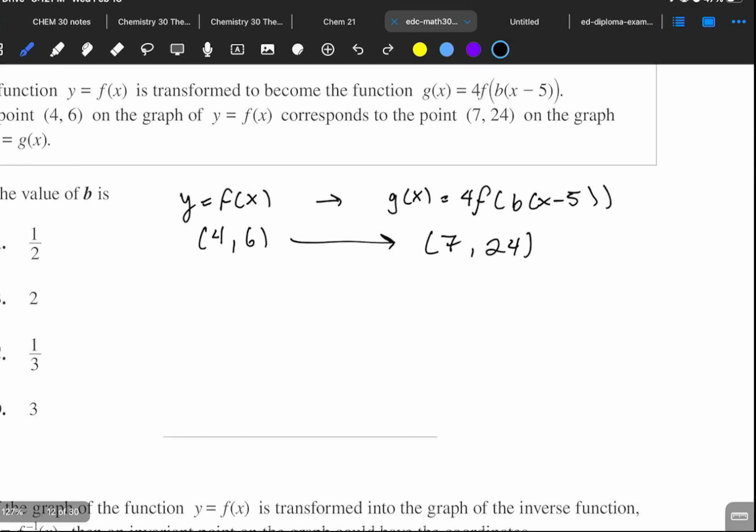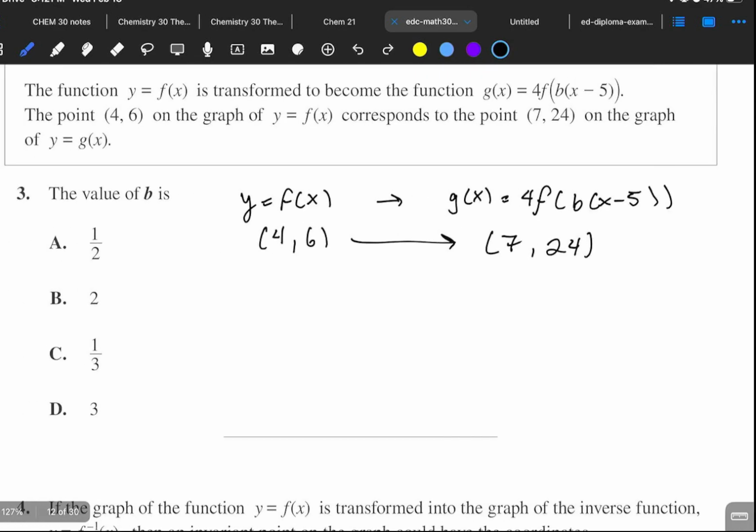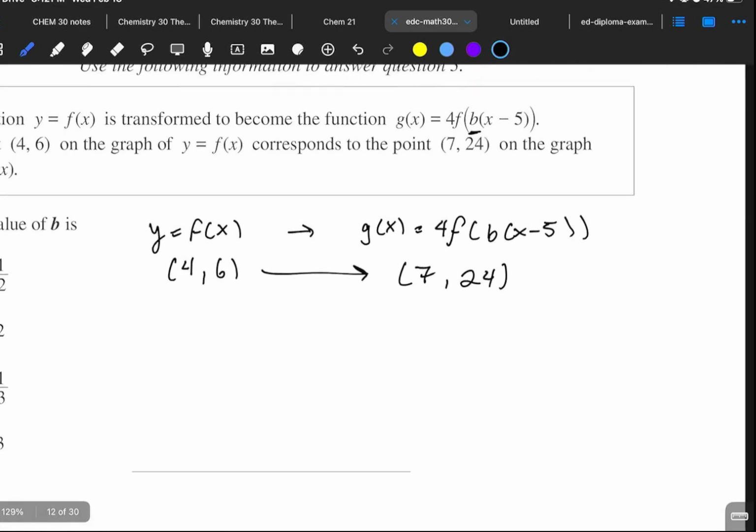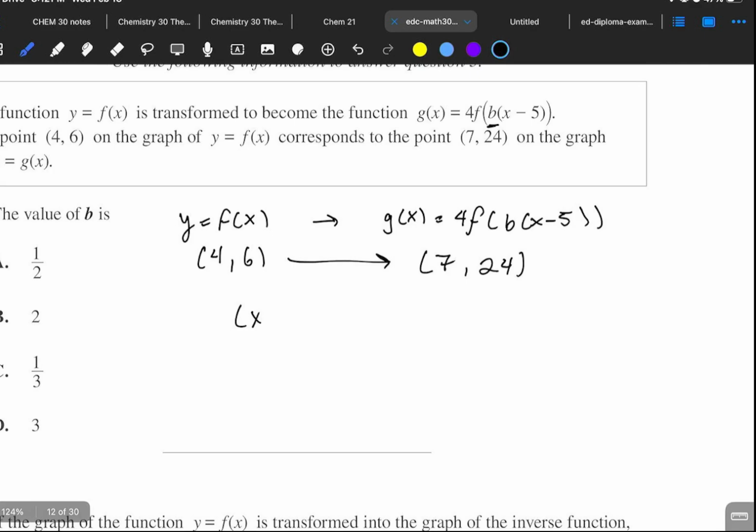So we have to find the value of b that'll give us these transformations here. So we're looking at the horizontal stretch. First of all, again, I want to write out my mapping notation. So (x, y) is equal to (1/2 b x + h, a y + k).